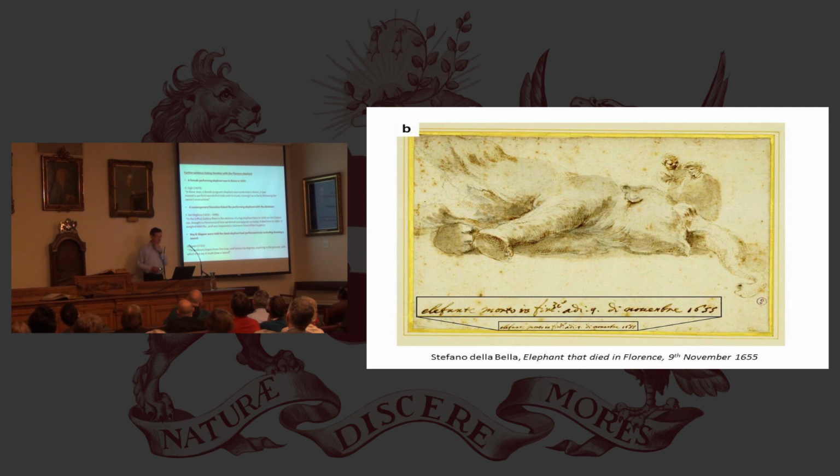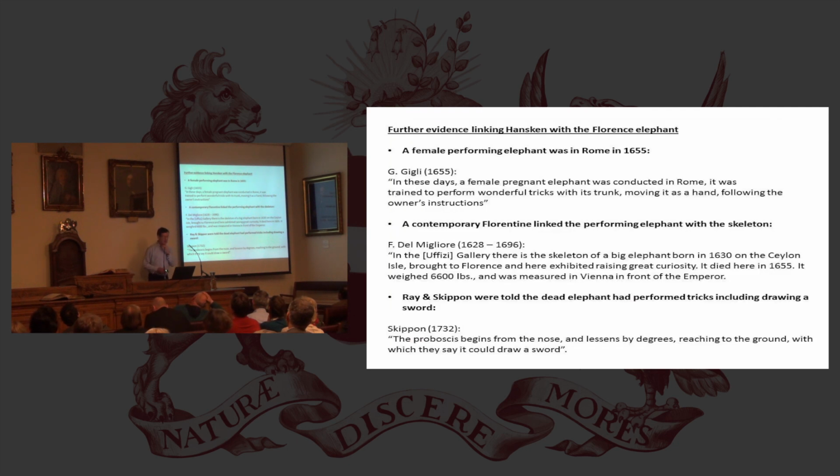A contemporary in 1655 wrote that a female pregnant elephant, now that does puzzle me, but maybe it's because her stomach was very bulging, was conducted in Rome. It was trained to perform wonderful tricks with its trunk. That sounds very much like Hansken.